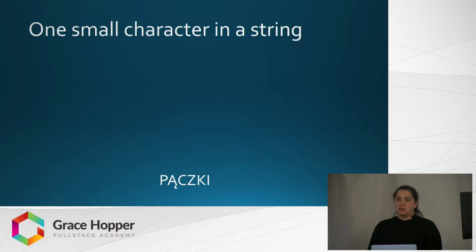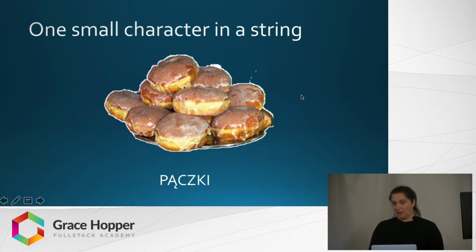A lot of languages use basic Latin alphabet. However, most of them have more than 24 characters. Polish is one of such languages. It actually consists of 36 characters. And the word here on the screen features one of them. It's the second letter. It's pretty similar to A, right? The word here spells pączki, which means donuts.